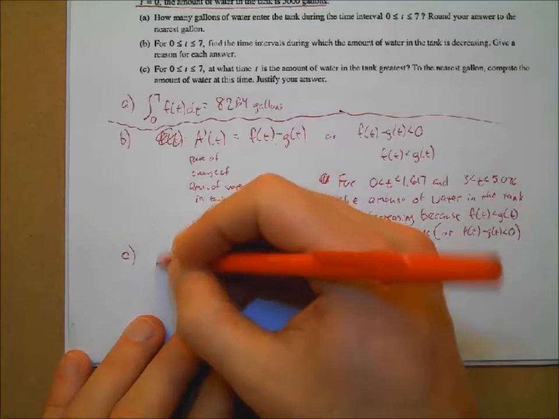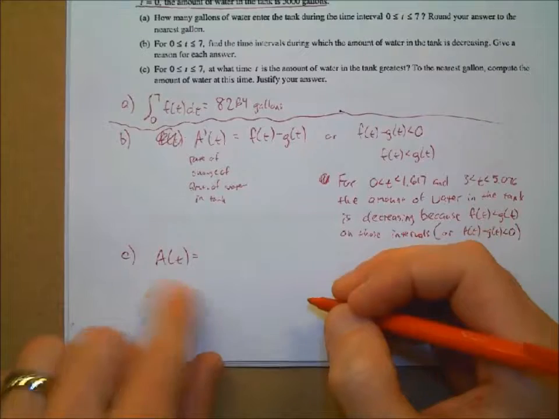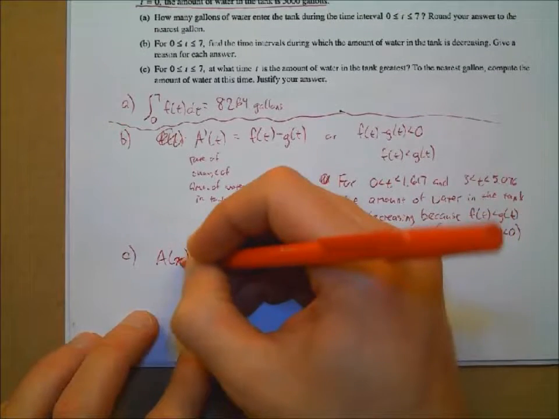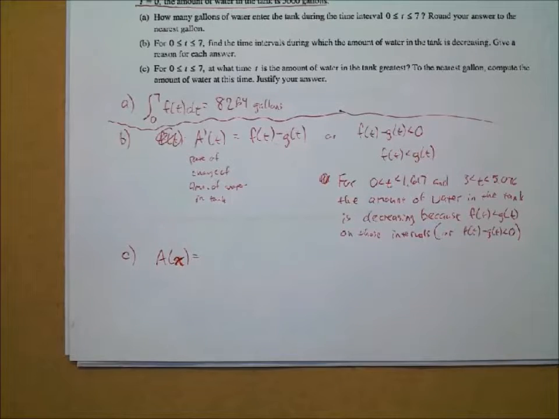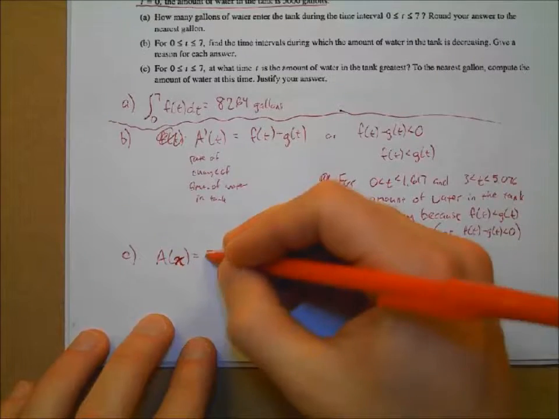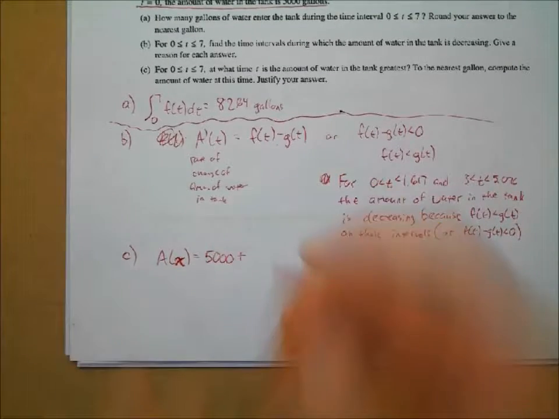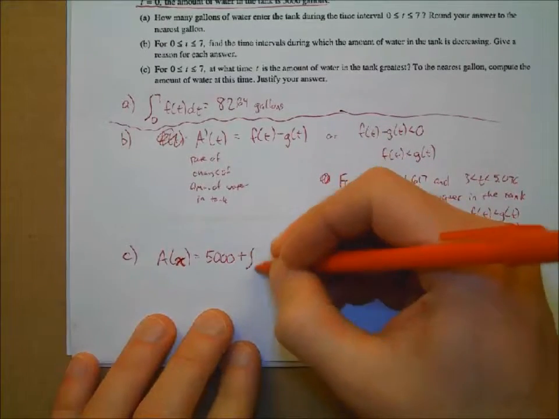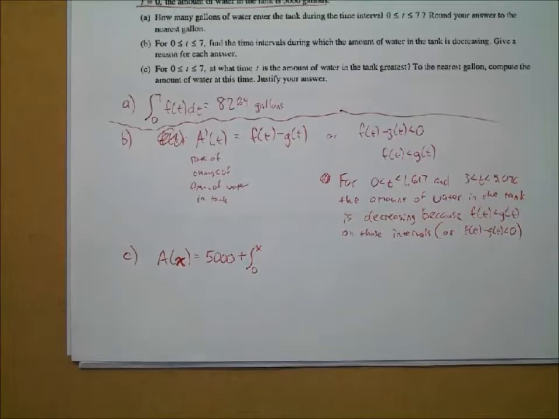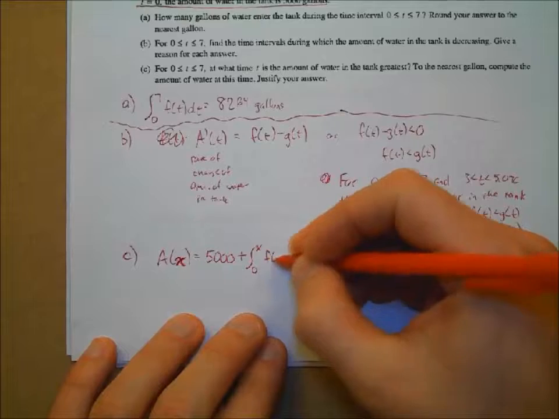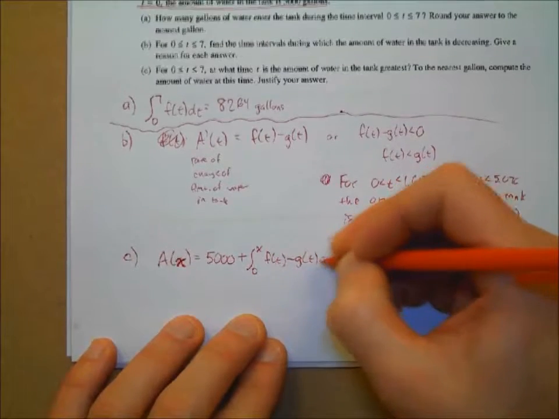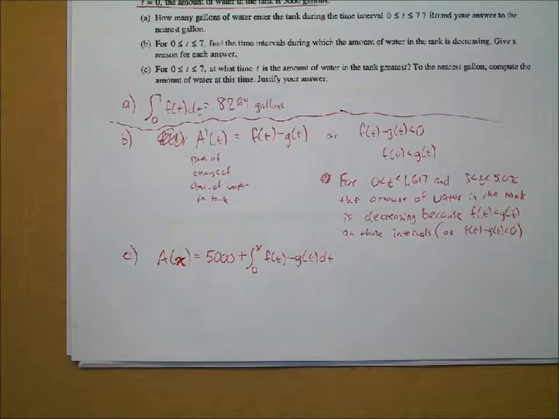Okay, so let's see here. Let's write an actual function now, and maybe I'll use x here instead of t. So how much water starts in the tank? 5,000. And they're going to add to that the integral from 0 to x, and then we're going to add in f of t, but subtract g of t, dt. Okay, so there's our setup to describe the amount of water in the tank at any time x.